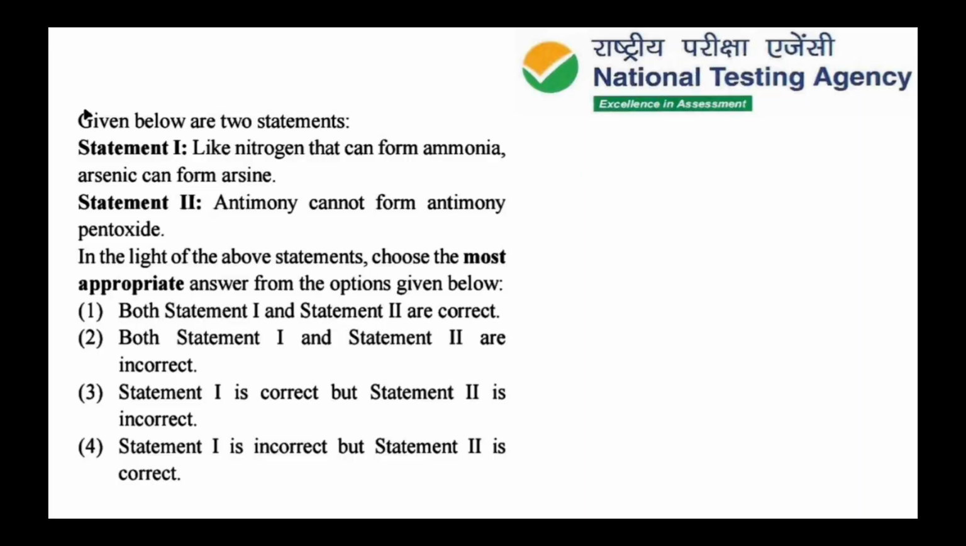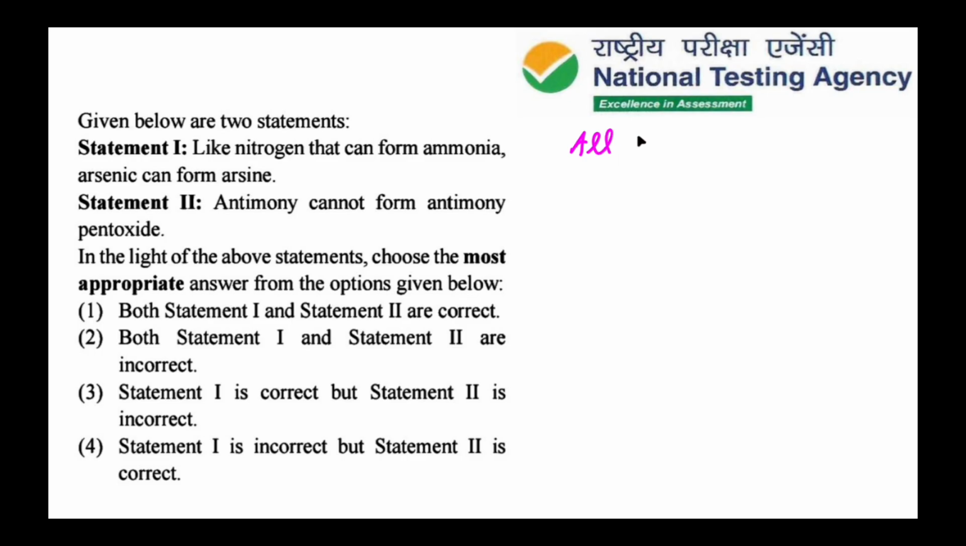The question is: given below are two statements. Statement 1: like nitrogen that can form ammonia, arsenic also can form arsine. Statement 2: antimony cannot form antimony pentoxide. In the light of the above statements, choose the most appropriate answer from the options given below.